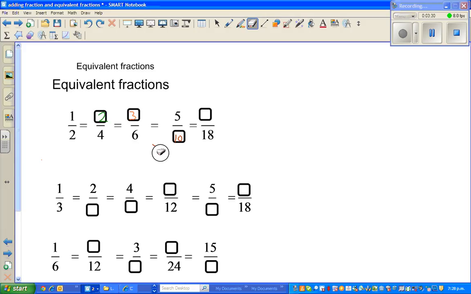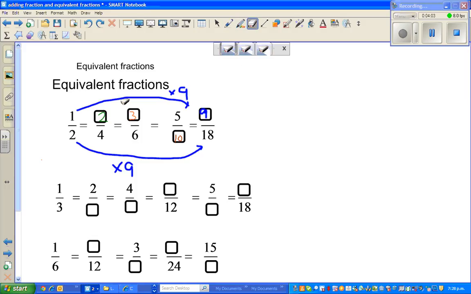Now the last part. Now here, you have to figure out the numerator. Again, the same logic, 2 times what is 18? That should be pretty easy for you. You should know that 2 times 9 is 18. So you do the same thing to the top number. That is 1 times 9 should give you 9.